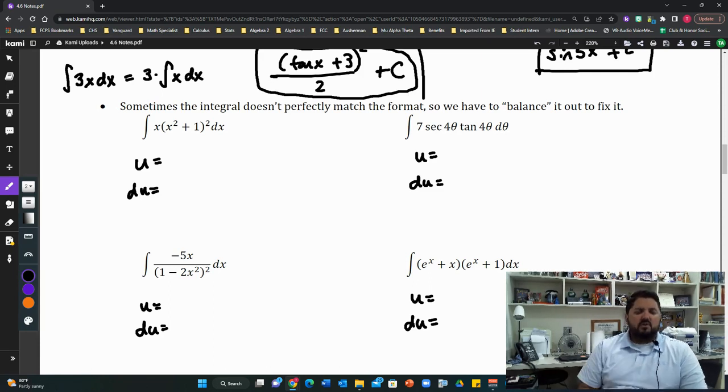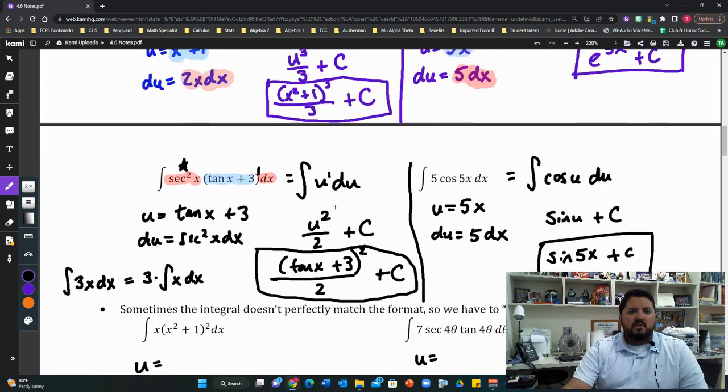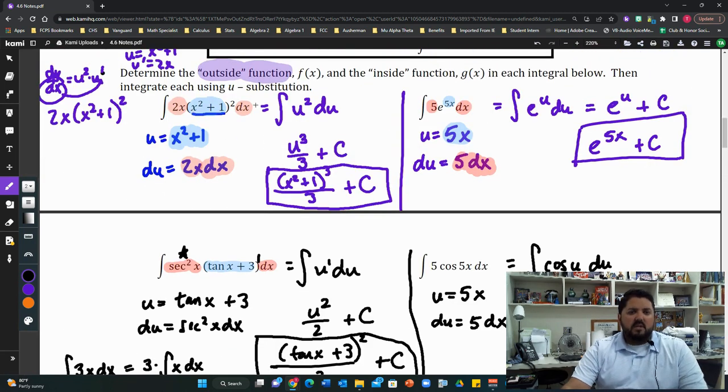Okay, so let's try this first one. I've got the integral of x times x squared plus 1 quantity squared dx. So that looks an awful lot like the very first one that we did a few minutes ago, this guy. So in this case, the only difference is that 2 that was in front.